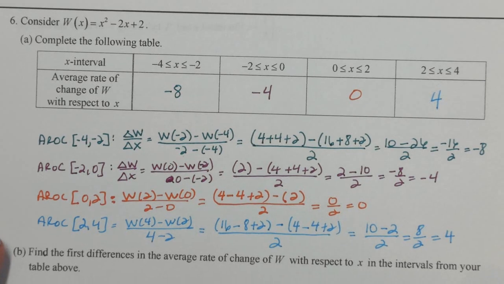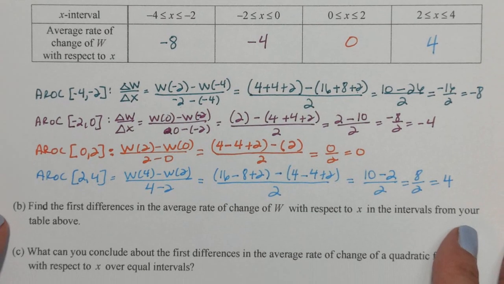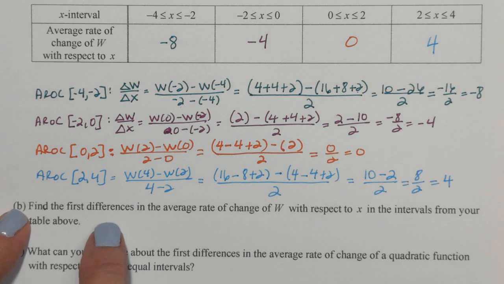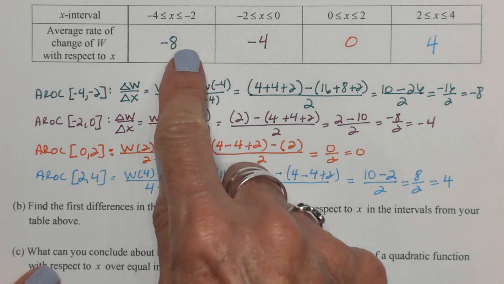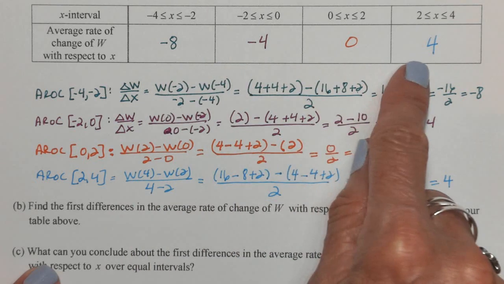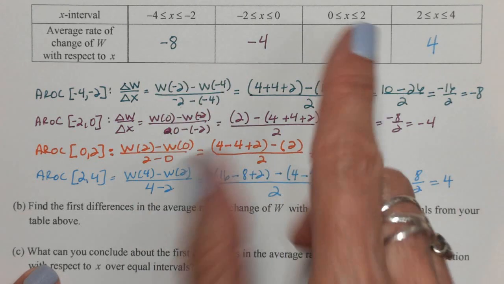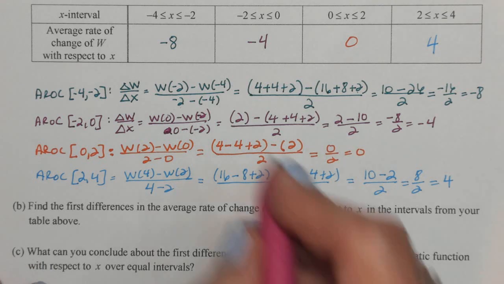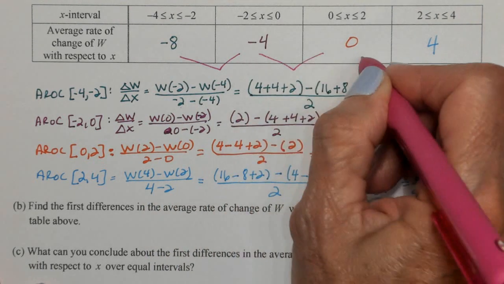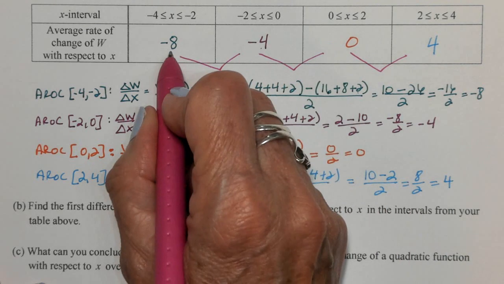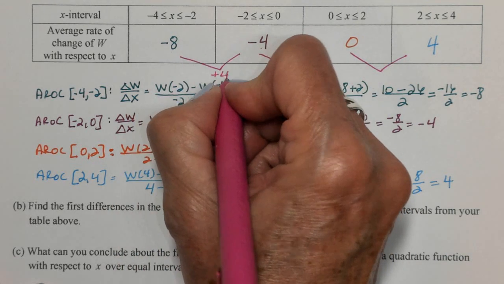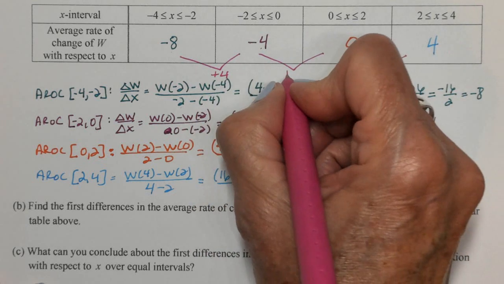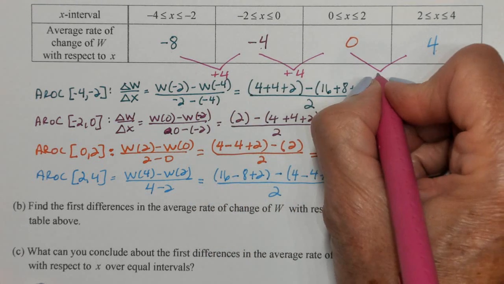Okay, so we completed that table. Find the first, part B, find the first differences in the average rate of change of W with respect to X in the intervals from your table above. For these intervals, what is the first difference? Well, negative 4 minus negative 8 is positive 4. 0 minus negative 4 is positive 4. 4 minus 0 is positive 4.